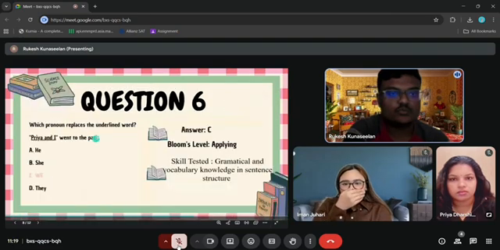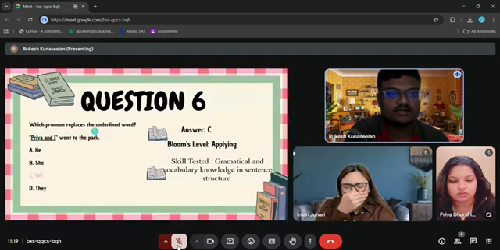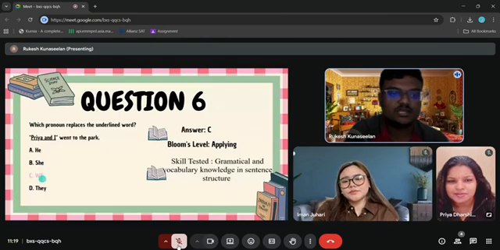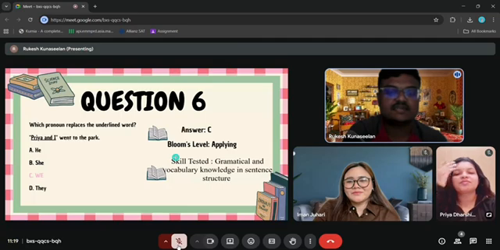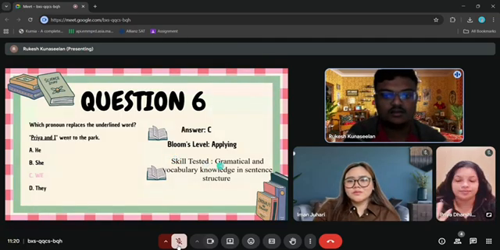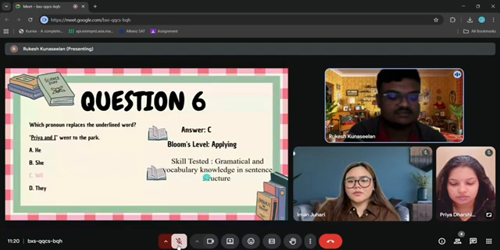My next question is question 6. Which pronoun replaces the underlined word? Priya and I went to the park. A is he, B is she, C is we, D there. So the answer is C. Bloom's level is applying, and the skill tested is grammatical and vocabulary knowledge in sentence structure.